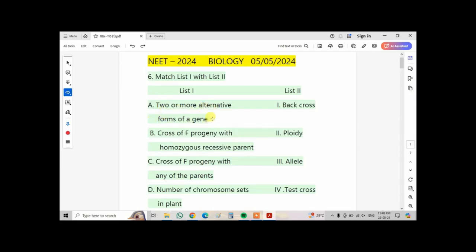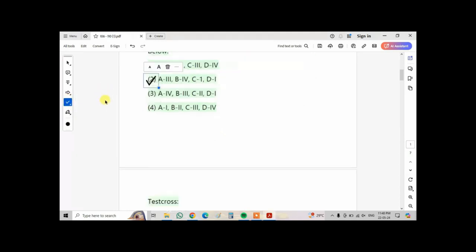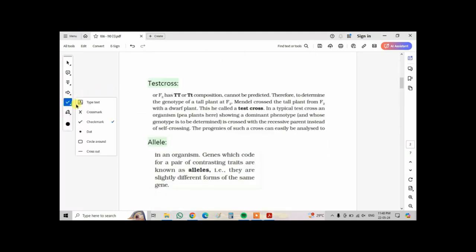Two or more alternate forms of genes: option 3, allele. Cross of F1 progeny with homozygous recessive parent: option 4, test cross. Cross of F1 progeny with any parent is known as back cross. Number of chromosomes sets in plants is known as ploidy. Now we can select the options, and it's option 2. 3, 4, 1, 2. Sorry, D is a 2. It's a printing mistake. And NCERT lines are here, and you can refer to the chapter known as variations and inheritance, chapter number 4 according to the new NCERT.